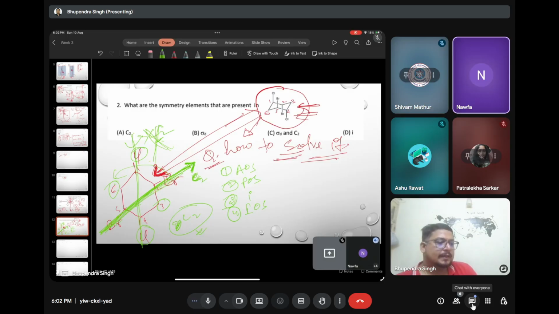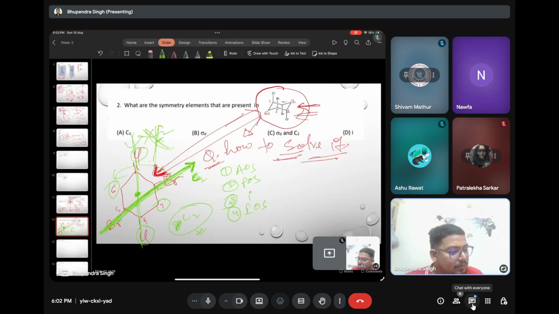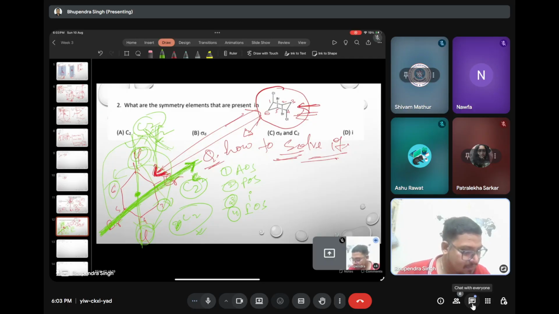Through the here. Okay, this is okay. Whatever you are saying, this is correct. Whatever I told, totally wrong. Yes. This C2 is also not present, because this C2 is passing from these two bromine. This Cl will come here. This Cl will go there. Yes, just like this.